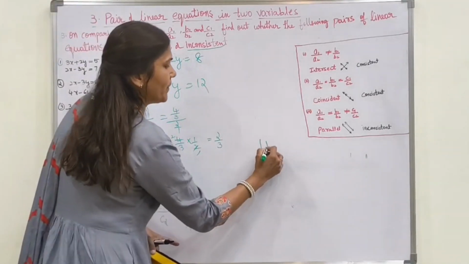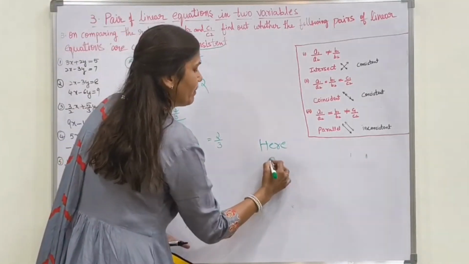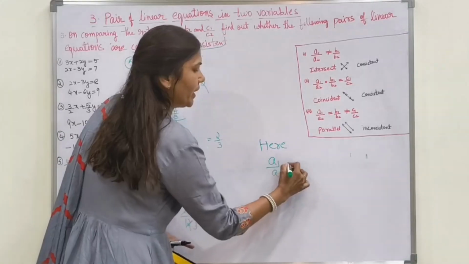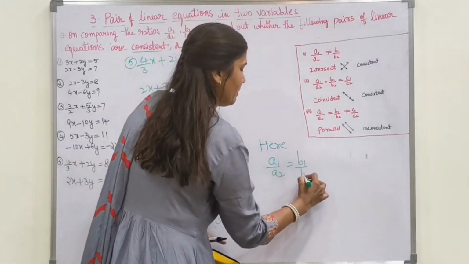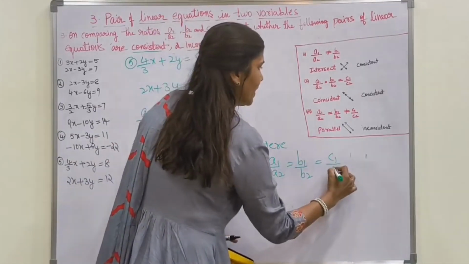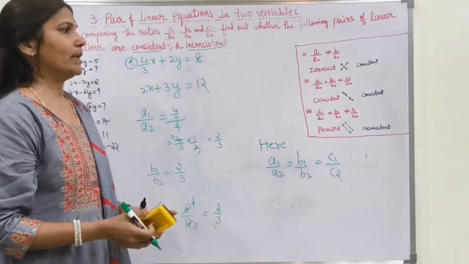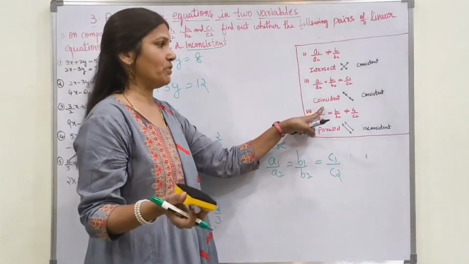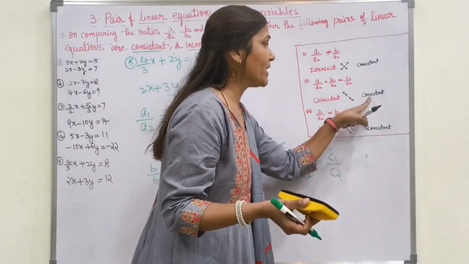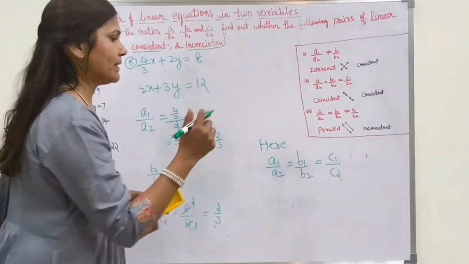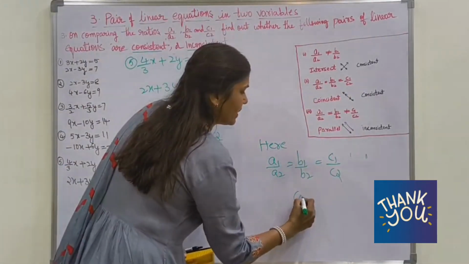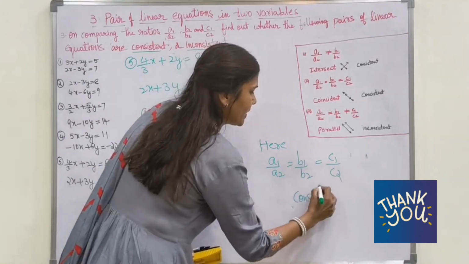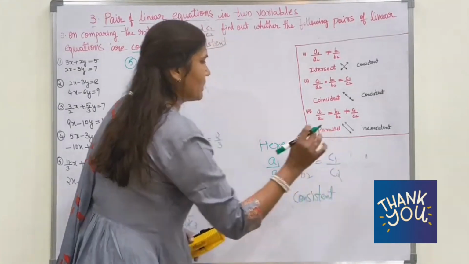So here, A1 by A2 is equal to B1 by B2 and C1 by C2. All are equal. All equal means it is coincident. Coincident means many solutions are there. Many solutions means here what is there? Consistent answer. The answer you have to write is consistent. This much for now.